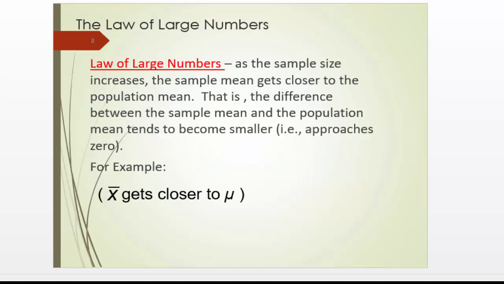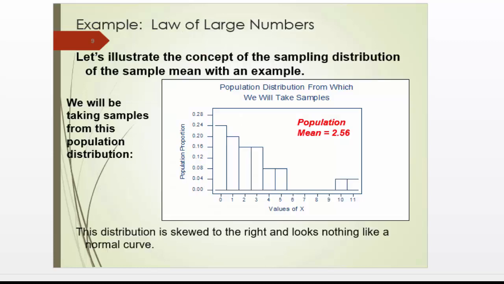Now we're going to look back at the law of large numbers. We talked about it in several other situations. The law of large numbers says that as the sample size increases, the sample mean gets closer to the population mean. That is, the difference between the sample mean and the population mean tends to become smaller, approaching zero as our sample size gets extremely large. Now we're going to use this to help us look at some of the properties of the sampling distributions.